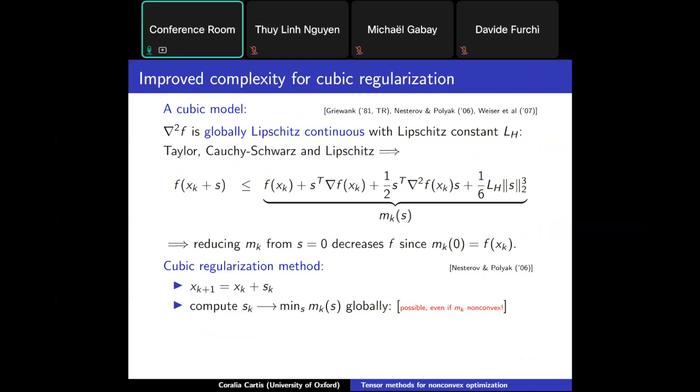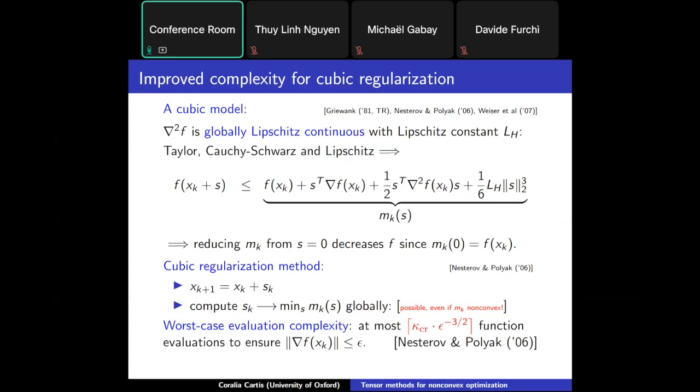So I can use this in my algorithm. This is very well known, but the idea to use this as a local model of my function is new. This regularization with the third power of the step is new. This is the so-called cubic model. Nesterov said, just minimize this with respect to s, even if this model may be non-convex when f is non-convex. This is possible, and this can be done even tractably. So do this, and make that your next guess of the solution. You can even minimize this model globally.